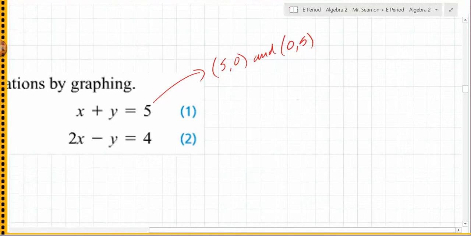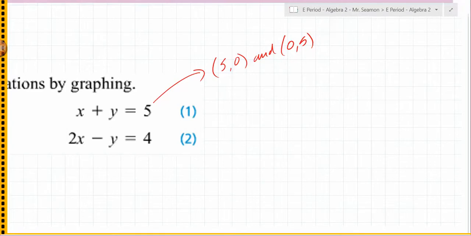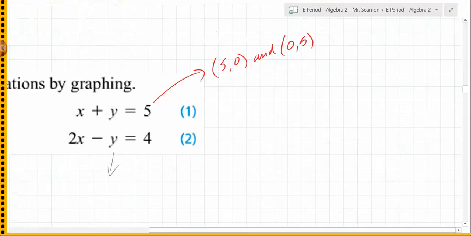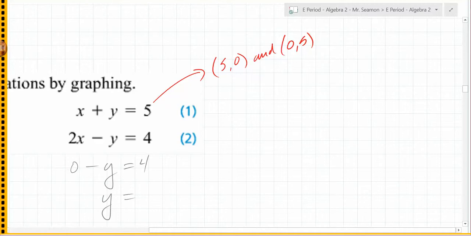Correct. So when we graph those two, well, let's find the intercepts first. What are the intercepts for the second one, Milo? For this one, 0, -4 and -4, 0. Nope. How did he get 0, -4? He plugged in 0 for x. 0 minus y is equal to 4. So y has to be -4. There you go. So there it is.